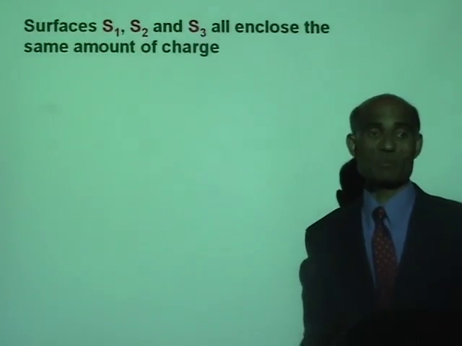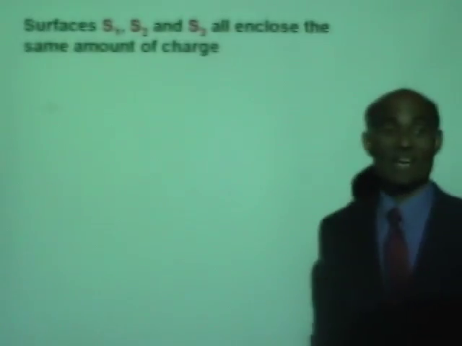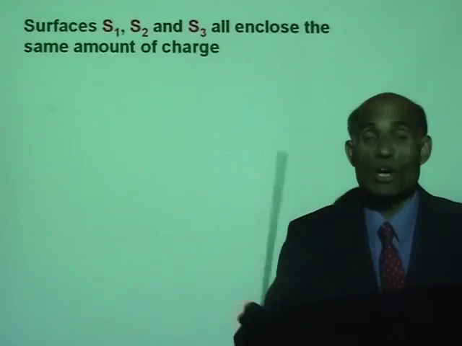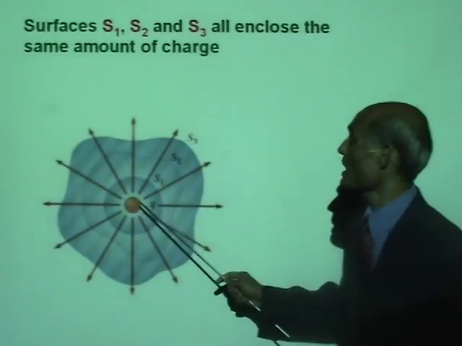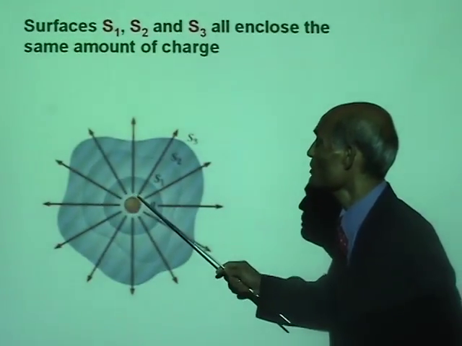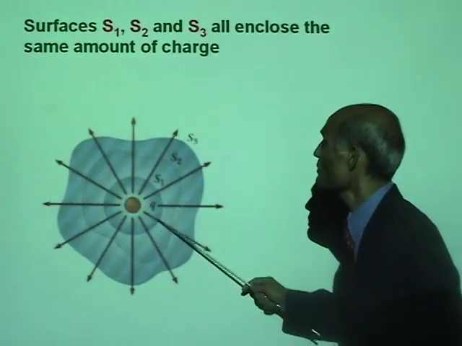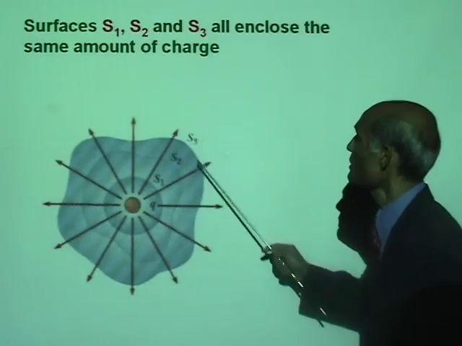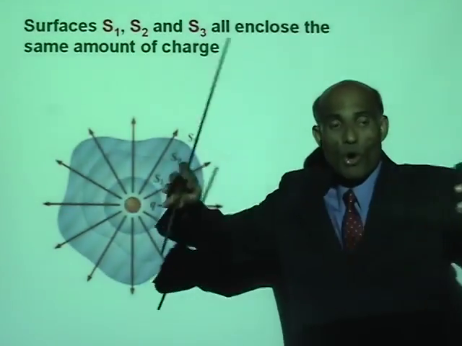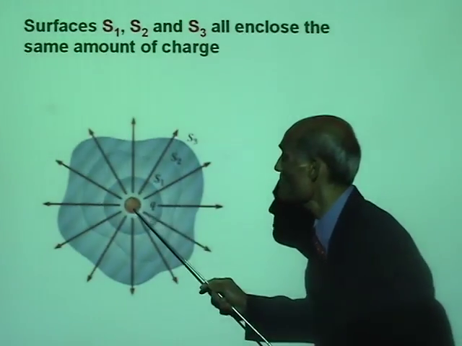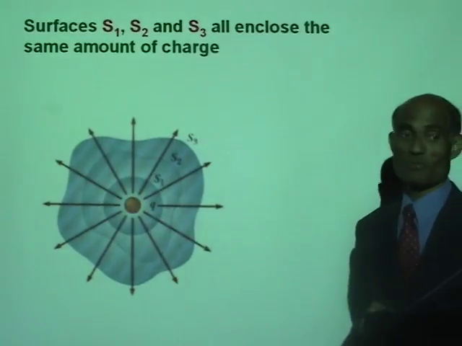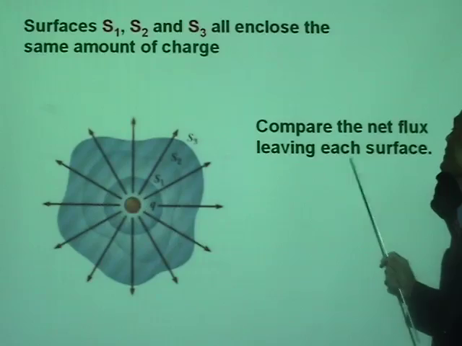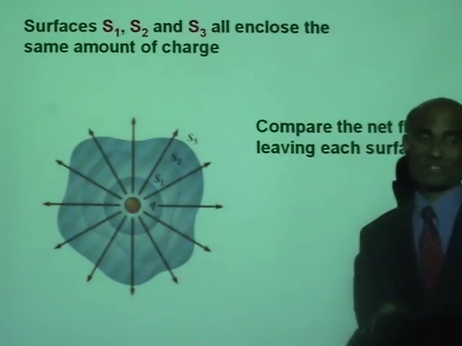Alright, let me give you a couple of scenarios. Surfaces S1, S2 and S3 all enclose the same amount of charge. Can you watch this one? This is the amount of charge. Surface S1, surface S2 and surface S3 all enclose the same amount of charge Q. Compare the net flux leaving each surface.